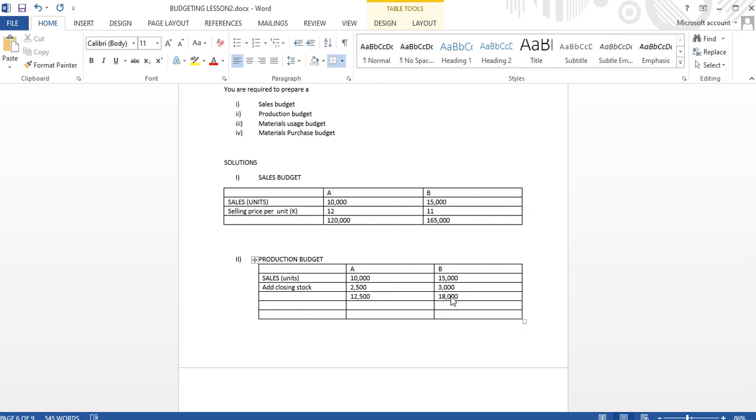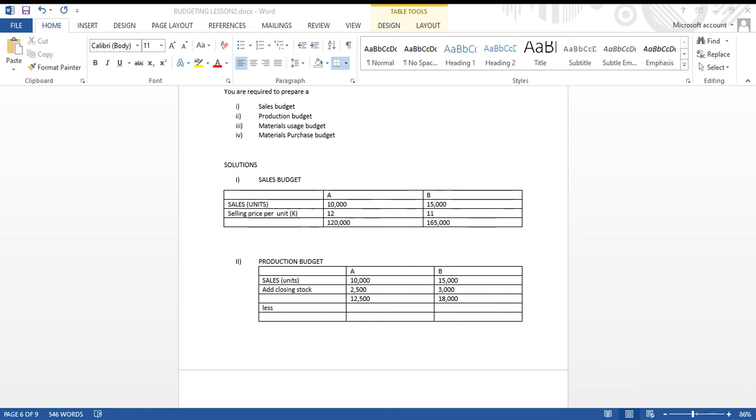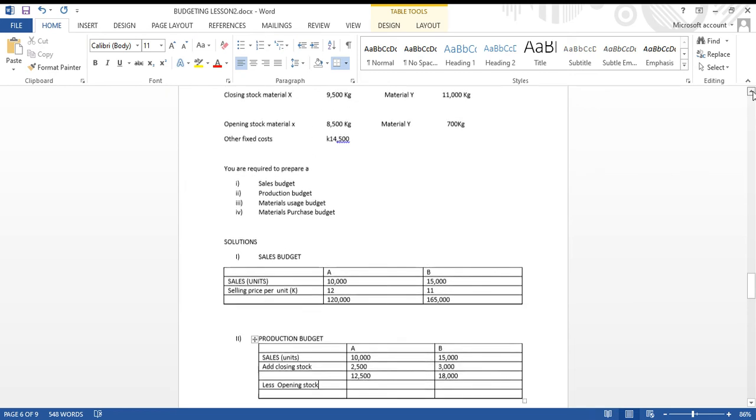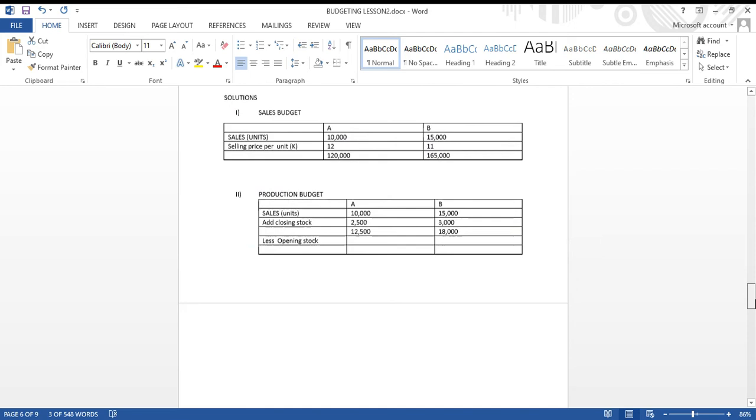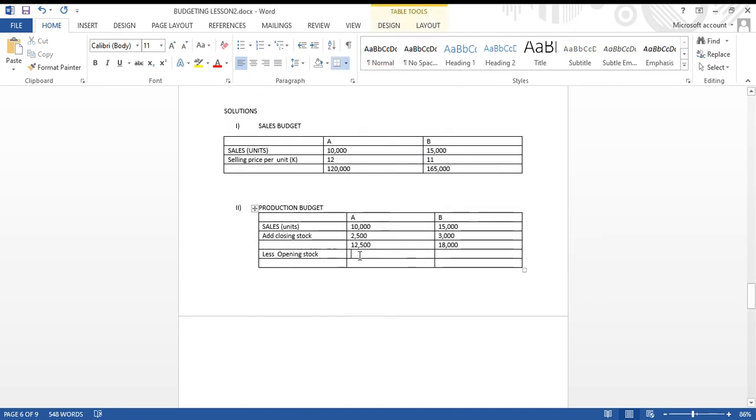All right. Now, since we have got opening stock, we don't really need to produce 12,500 units. So first, we have to deduct our opening stock to see how many units we actually need to produce. So you're going to say less opening stock. We go to our information, the opening inventory: product A 300 units, product B 200 units.